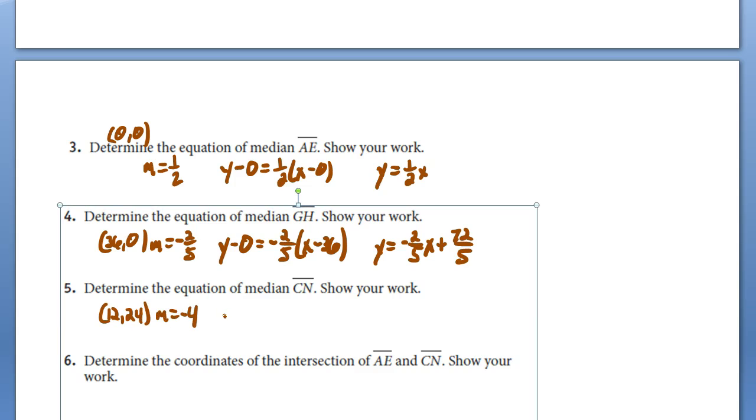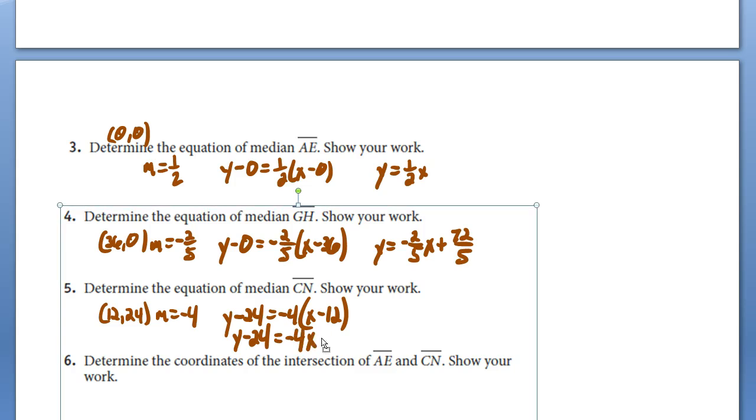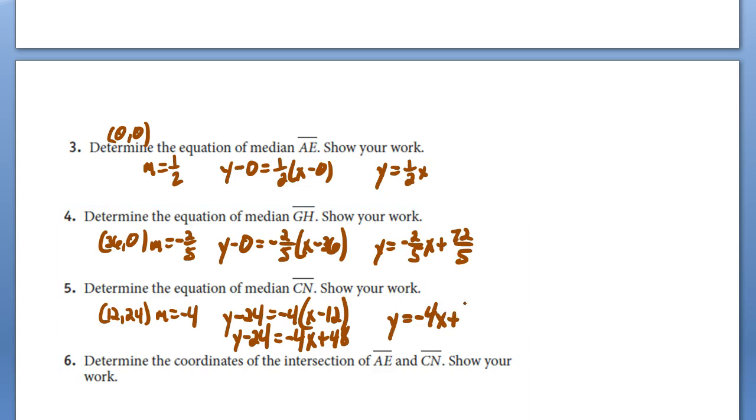And so its equation is y minus 24 equals negative 4 times x minus 12. And then simplifying, we have y minus 24 equals negative 4x plus 48. And then one more step, y equals negative 4x plus, and then 48 plus 24 is 72.